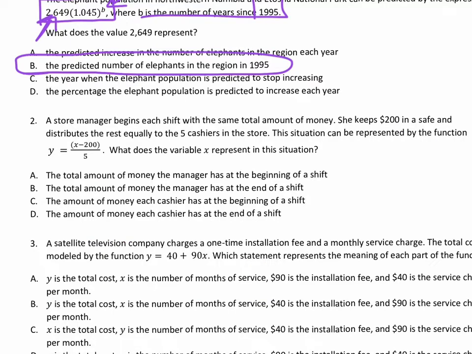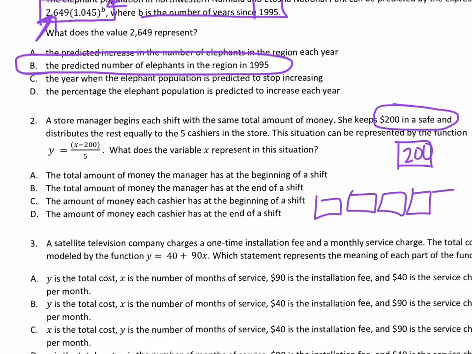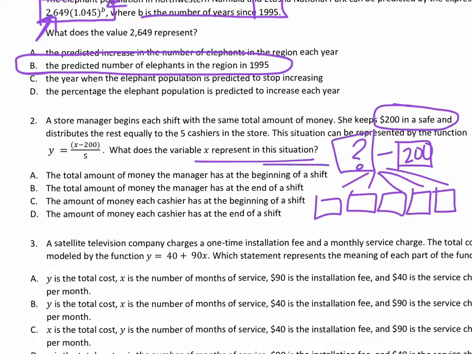Okay, so the next one talks about a store manager dishing out a total amount of money. So she has $200 that she keeps in the safe. So that's your 200. And then you have 5 employees. So 1, 2, 3, 4, 5. And whatever amount of money I have, minus that $200, gets given to each of them, whatever's left. So what does X mean in this situation? So X would be my question mark, which is the total amount of money that the manager has to start with.